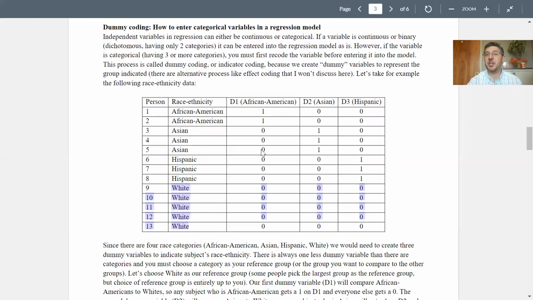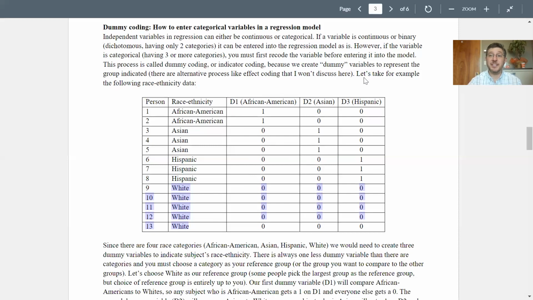And so the regression coefficient that we get in the model for the first dummy variable would represent the difference between African Americans and whites. This would represent the difference between Asians and whites. This coefficient represents the difference between Hispanics and whites. So you'd have to think about which group you want to compare the other groups to when you pick a reference group. Like I said, I'm not going to have you do this.